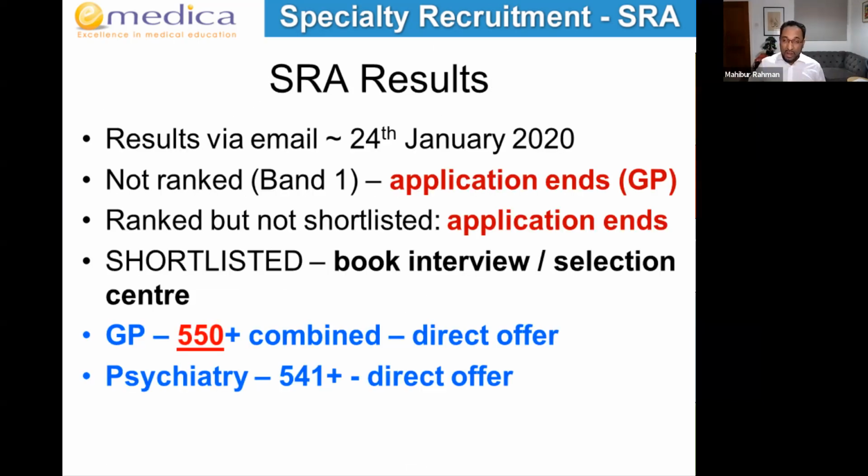So what will happen in terms of results? The results will come out around the 24th of January, and there's 3 possible options. And then another one for GP and psych. So for GP, you could get an email to say, look, you got band 1 in either paper, you failed, so we couldn't rank you at all. You apply again in the following round or next year, resit the exam.